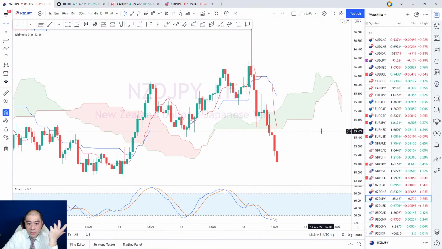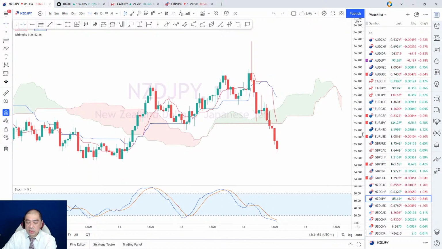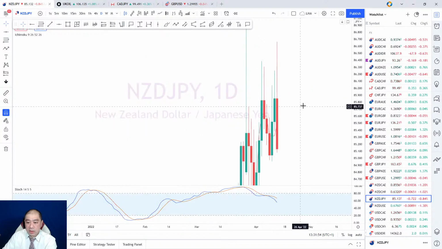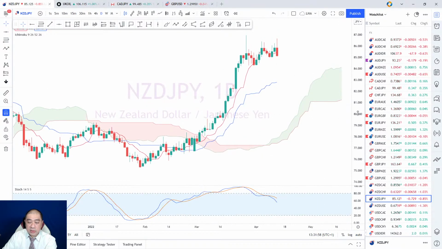New Zealand Yen, unlike Pound Yen and Euro Yen, this one, it's a little bit too late to go short. Taking a look at it from the daily perspective, it is choppy. It's actually pretty flat.